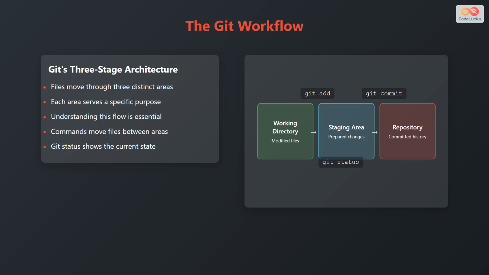The working directory is where you modify your files. The staging area is where you prepare changes for commit. The repository is where Git stores your project history. The command git add moves the modified files from the working directory to the staging area. Then the git commit command moves prepared changes from the staging area to the repository.